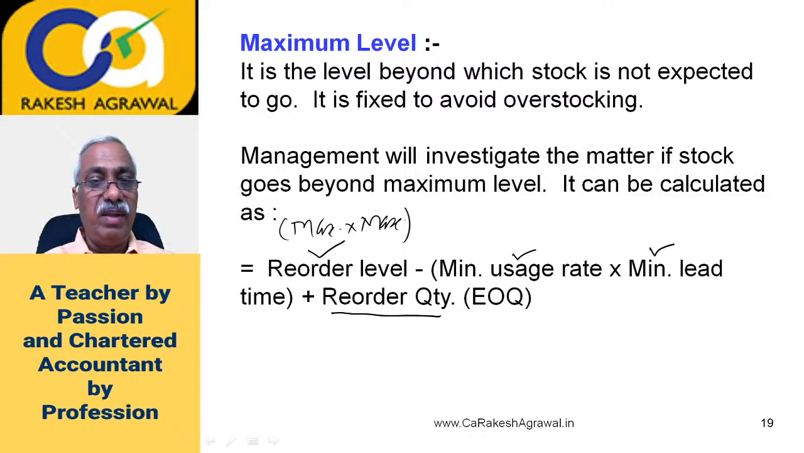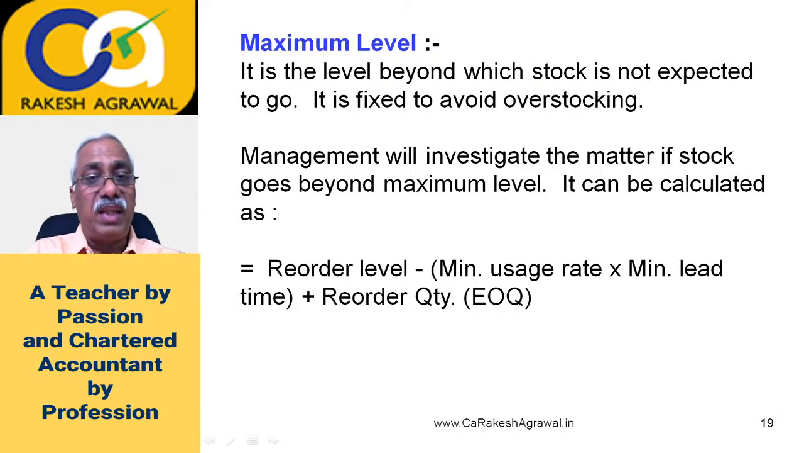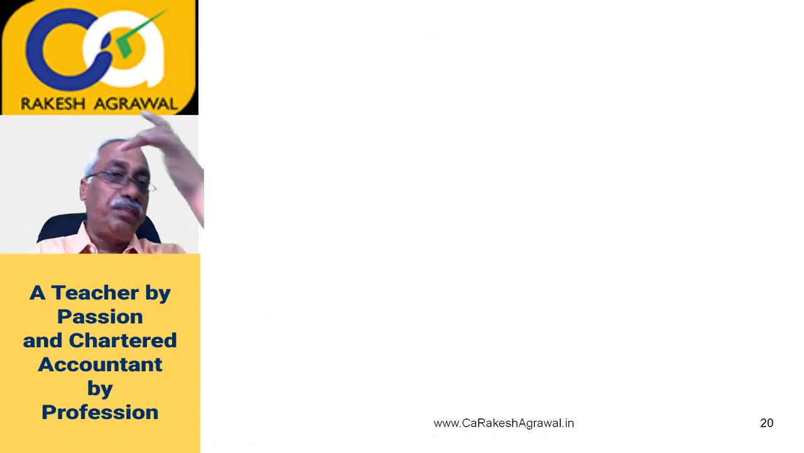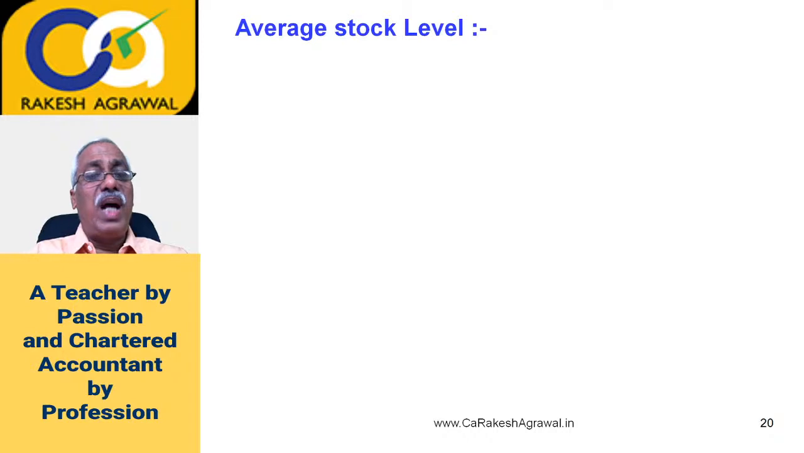So from reorder level, you will deduct minimum usage rate into minimum lead time. And you will add the quantity which you had ordered, because that quantity will come to you from the supplier and your stock level will immediately jump. So reorder quantity is added, and to whatever level it reaches, that level is called maximum level. Logically, the stock should not go beyond this level. Now we go to average stock level.